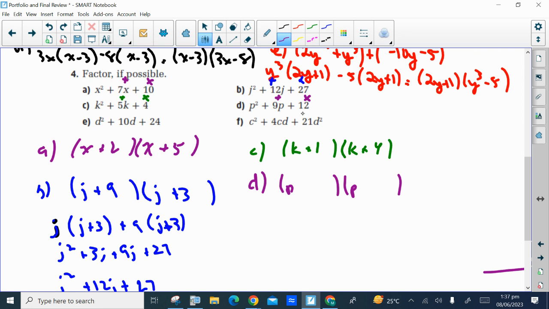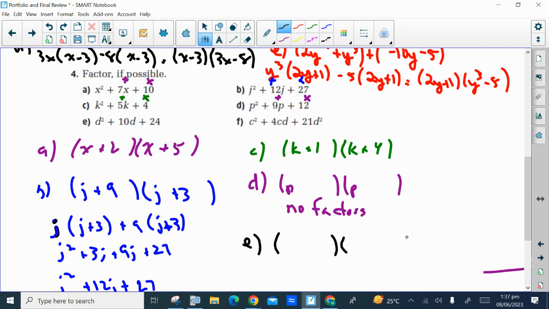Well, 6 times 2 will not add to get 9. 4 times 3 will not add to get 9. 1 times 12 will not add to get 9. In this case, there are no factors. But on the final exam, if you're asked to factor a polynomial, there will be factors. You will not get any that can't be done on the exam.